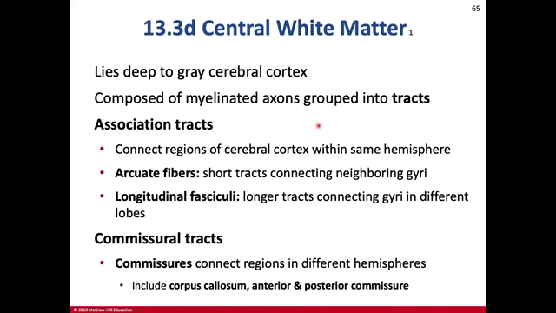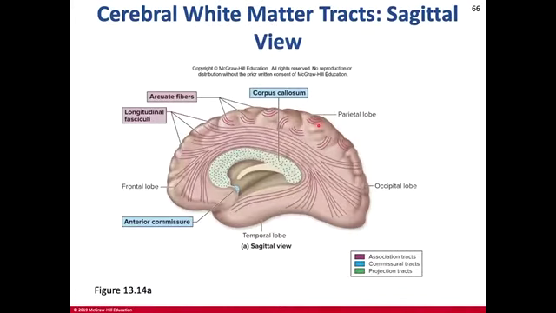Arcuate fibers are the short tracts that connect neighboring gyri and longitudinal fasciculi, or longer ones that connect gyri in different lobes, okay? And then the commissural tracts are between the hemispheres and bring information from the left to the right and the right to the left. So you can see those here, right? The commissural tracts in the white matter and the corpus callosum, and then these association fibers here, right? Now this is all white matter. These are all superhighways, okay?